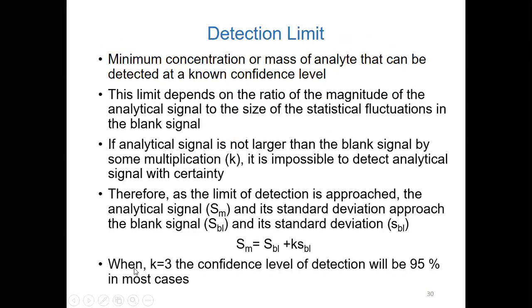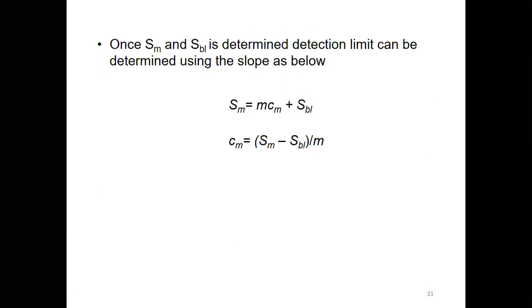So by using this equation, we can determine the analyte signal, right? Then when we know the analyte signal equals m times concentration plus blank, that is from the calibration plot. So using that equation, we can calculate the detection limit concentration. So Cm is the minimum concentration. That one we can calculate using the slope of the calibration plot.